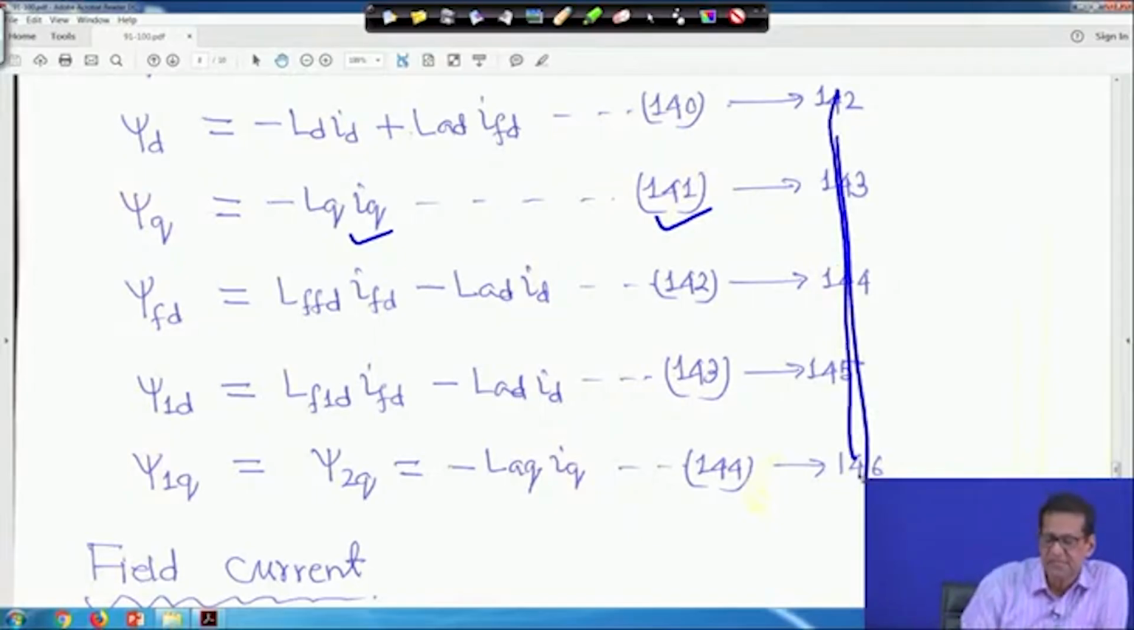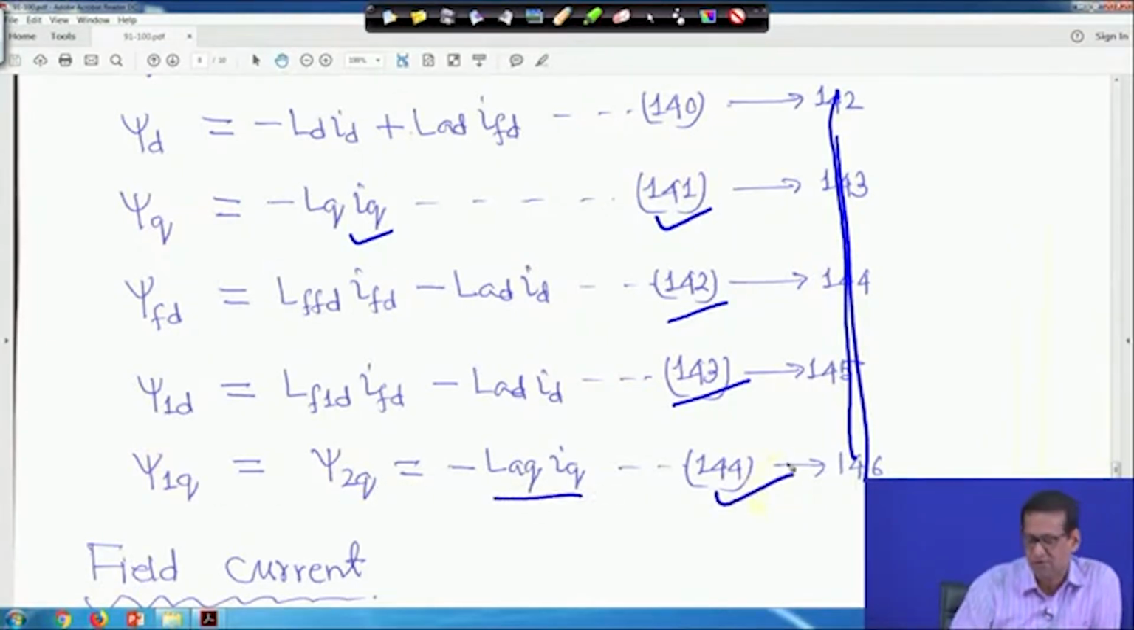Similarly, psi fd is equal to Lffd ifd minus Lad id. This is equation 142. Similarly, psi 1d is equal to Lf1d ifd minus Lad id. This is equation 143. Similarly, psi 1q is equal to psi 2q is equal to minus Laq iq, because we have assumed that two armatures are there on the q axis. This is equation 144.